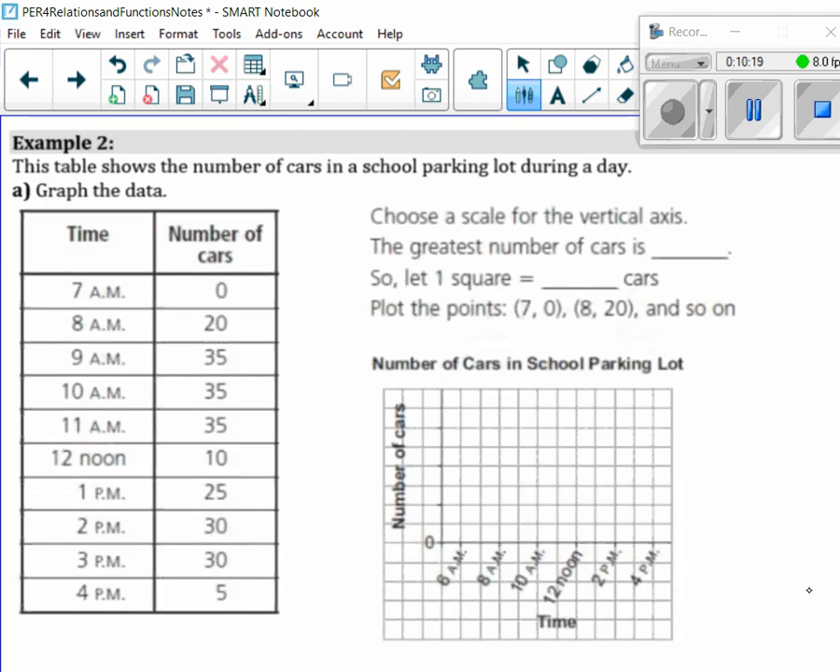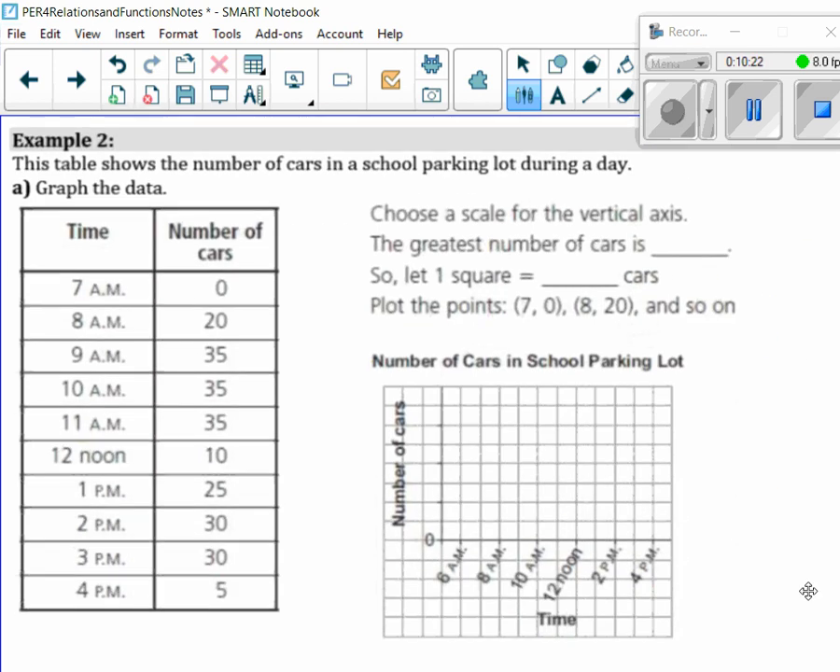Okay, moving on. This is a table that shows the number of cars in a school parking lot during the day. Choose a scale. And so they're kind of helping you with the scale thing here. The greatest number of cars was 35. And the least amount was 0. So if I were to look on this and see how much space I have, what do you think is the best thing to go for each square? 5, yeah. So then that would be 10, 20, 30, right? Yes? Okay, so now we're going to plot it.